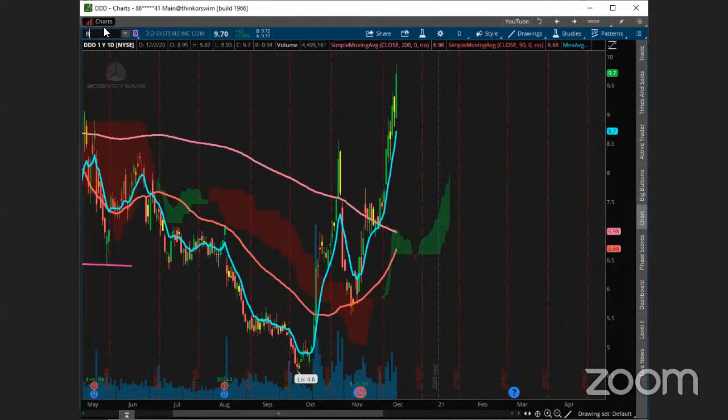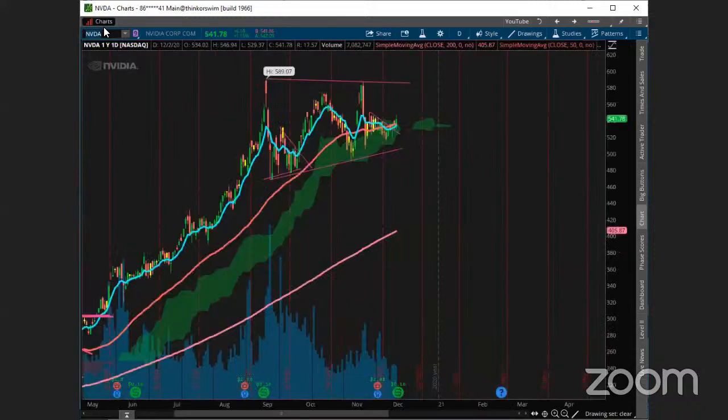NVIDIA, we talked about that a little bit, but again, I'm liking NVIDIA. They came out with their 3060 graphics cards today, and they sold out as soon as they listed on Best Buy. So they had that going on there. But NVIDIA poking its head above the cloud there, so starting to look like it's getting going.